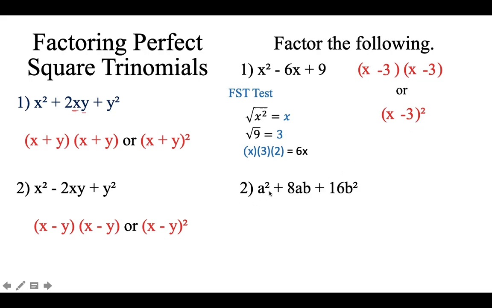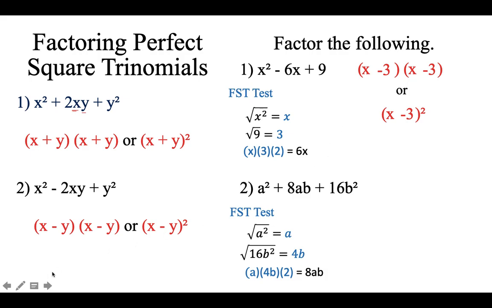Now, for the second example, a squared plus 8ab plus 16b squared. Let us test if it is a perfect square. We take the square root of the first term a squared, and that is a. We take the square root of the last term 16b squared, and that is 4b, because square root of 16 is 4, square root of b squared is b. Then we multiply them, a times 4b times 2. The product is 8ab. Did it coincide with our middle term? Yes, it did. Therefore, this expression is a perfect square trinomial.